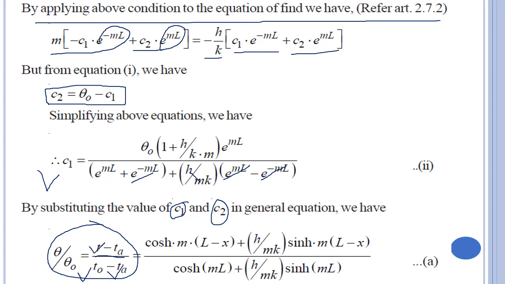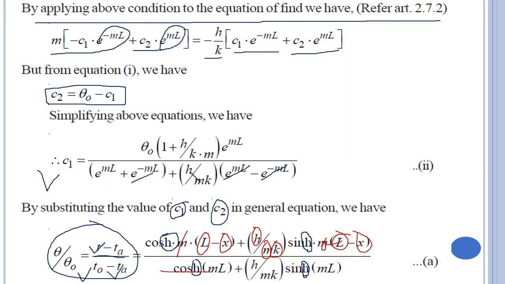That equals cosh m into (L minus x) plus h divided by mk into sinh m into (L minus x), divided by cosh mL plus h upon mk sinh mL, where m is the fin constant, that is square root of ph divided by Ak, L is the length of the fin, x is any distance on the fin, h is the convection heat transfer coefficient, k is the thermal conductivity of the fin material. L and x we had discussed, m also we had discussed.